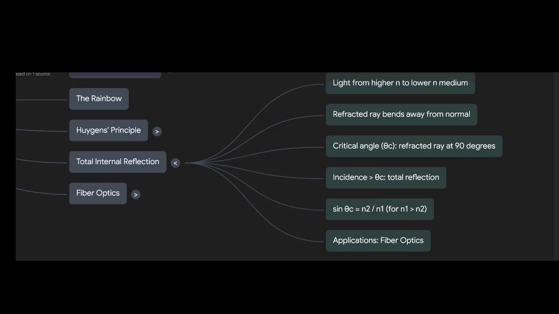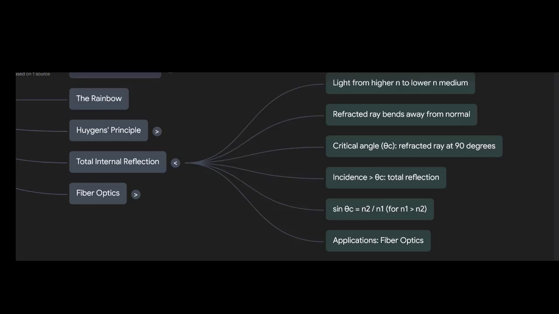Exactly. Eventually, you reach an angle of incidence where the refracted angle, θ2, becomes 90 degrees. The light ray just skims along the surface. Ooh, parallel to the boundary. That specific angle of incidence is called the critical angle. The critical angle.